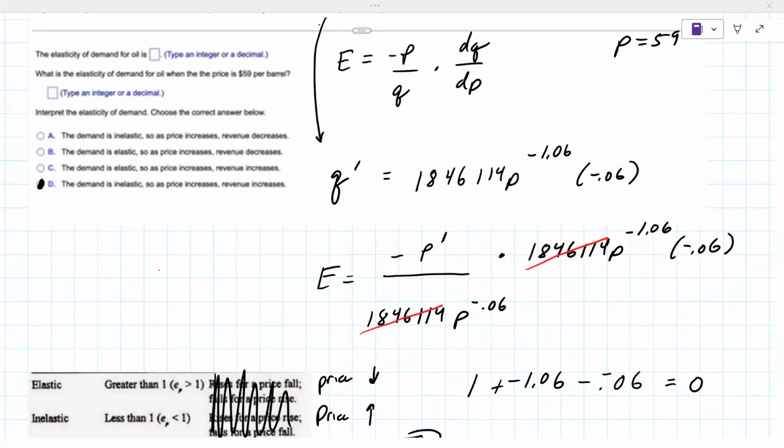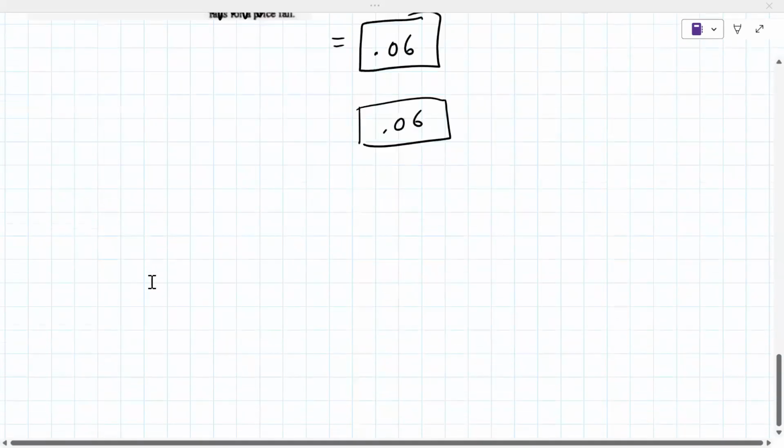Okay. On to something maybe slightly more clear. We'll see.